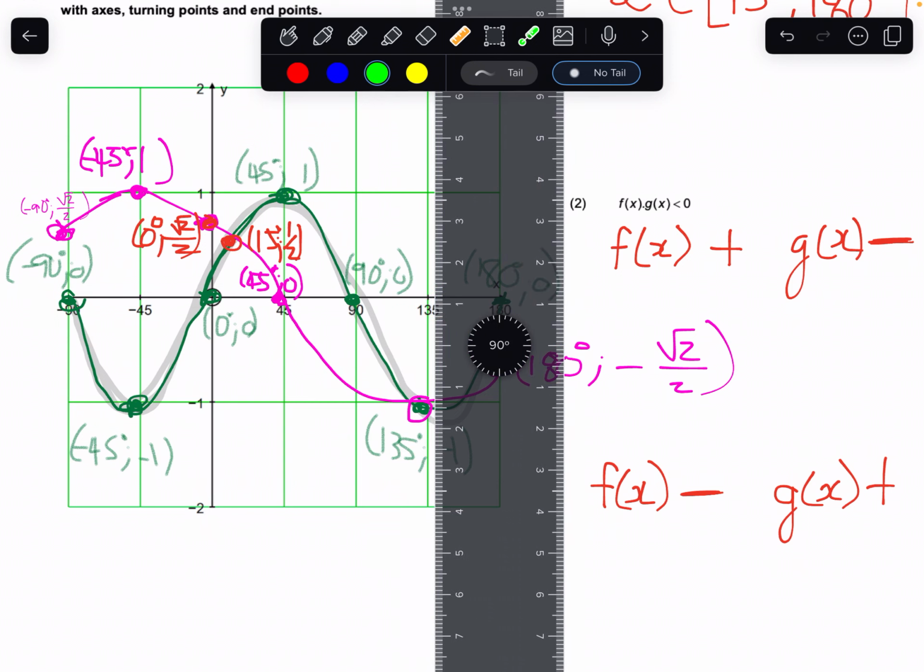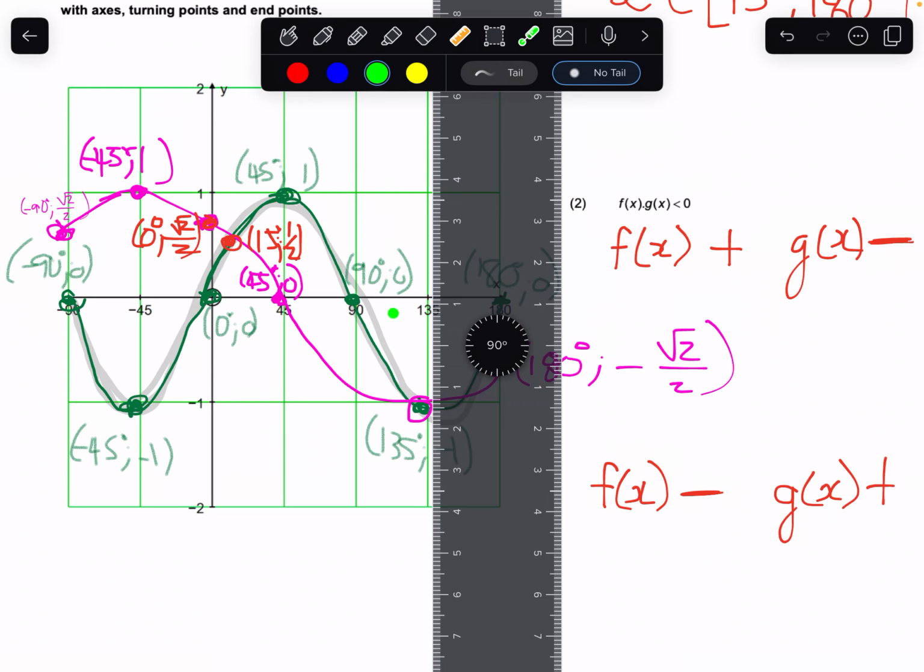Okay, let's look at one more example. Let's look at when x is equal to 135, right? When x is equal to 135, both of these functions output a negative number. They output -1. And if I times -1 with -1, I'm going to get a positive number.